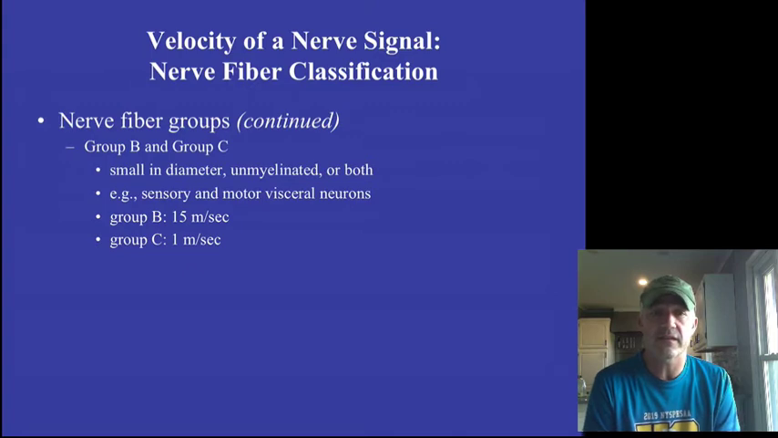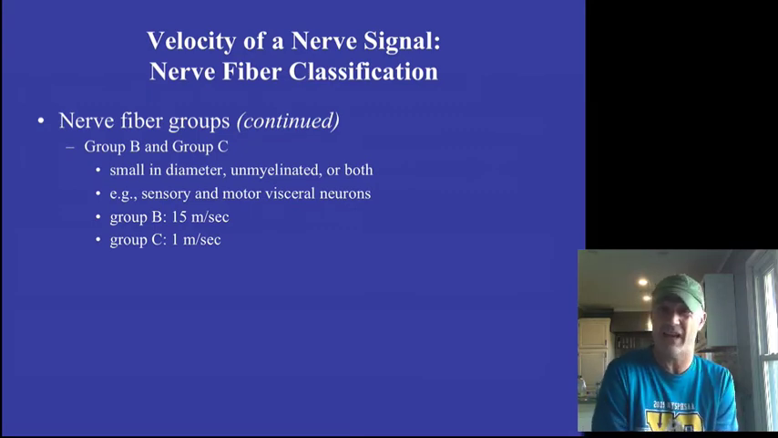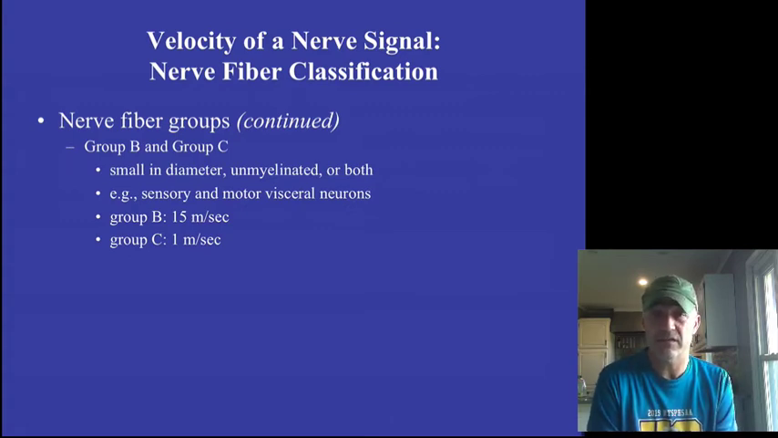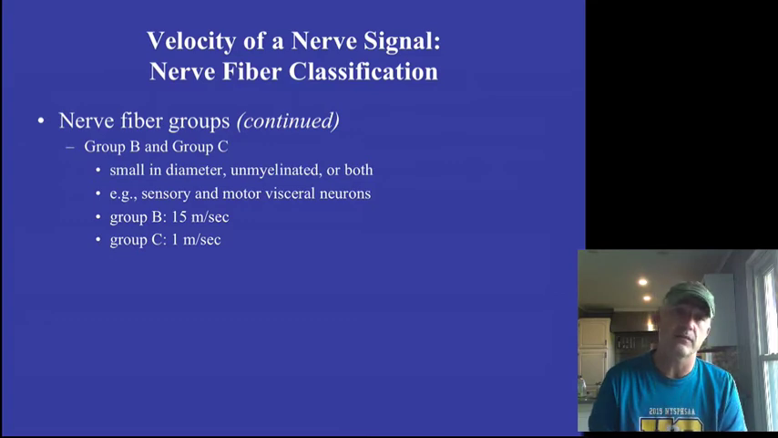Group B and C, these are either small in diameter or unmyelinated, or both. So a lot more of our visceral motor and visceral sensory. So group B is going to be smaller in diameter. Lightly myelinated, they travel much slower, about 10 times slower than the group A ones, so about 15 meters a second. And then the group C ones are quite slow at 1 meter a second, so those are probably small diameter and unmyelinated ones. Again, much slower.